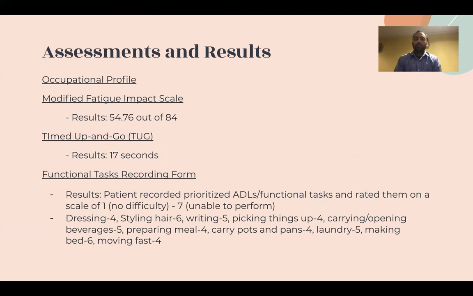And we also had her fill out a functional tasks recording form. So in this form, she prioritized the ADLs and functional tasks that she wanted to do, and we had her rate it from a scale of 1 being she has no difficulty performing this to 7, that she's not able to perform this activity. So she prioritized dressing, styling hair, writing, picking things up, carrying opening beverages, preparing meal, carrying pots and pans, laundry, and making bed, and moving faster.